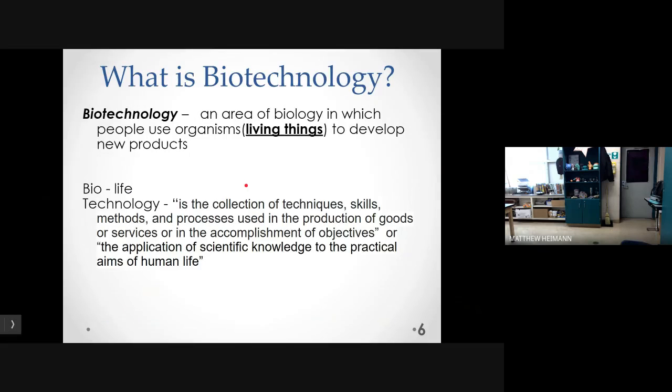All right, so biotechnology, here's a definition from the dictionary. An area of biology in which people use organisms, living things, to develop new products. Bio means life, so breaking this word apart. Technology is the collection of techniques, skills, methods, and processes used in the production of goods or services or in the accomplishment of objectives or the application of scientific knowledge to the practical aims of human life. So that's a really complicated way to define technology, but pretty much biotechnology, a collection of techniques, skills, or methods.